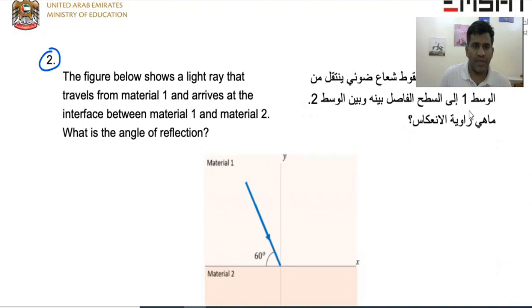Question number 2 here is, the figure below shows a light ray that travels from material 1 and arrives at the interface between material 1 and material 2.